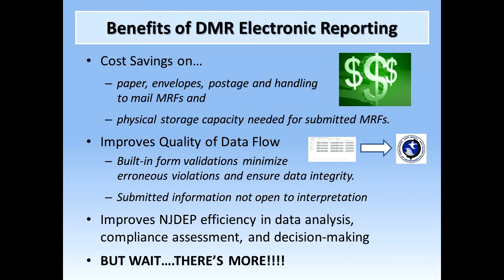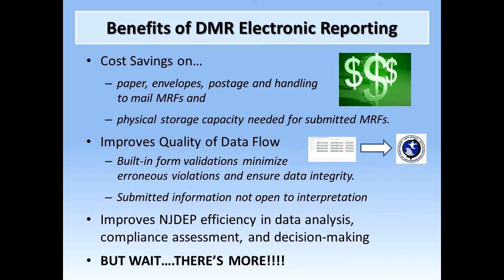First, participating in the electronic reporting of DMRs provides a cost savings to the permittees by eliminating the paper, envelopes, postage, and handling needed to mail the forms. In addition, because of the 5-year record-keeping requirements contained within the CSO permits and the record retention policies placed on NJDEP by governing laws and regulations, electronic reporting provides a cost savings to both the permittees and NJDEP by eliminating the physical storage capacity needed for completed and submitted DMRs.